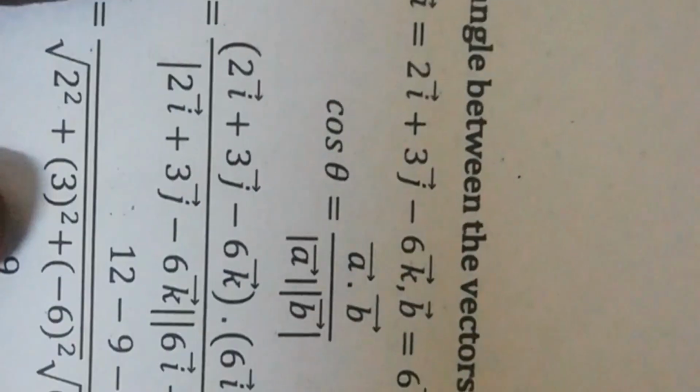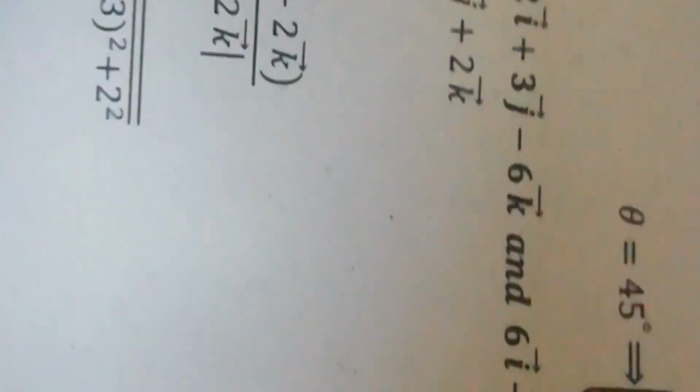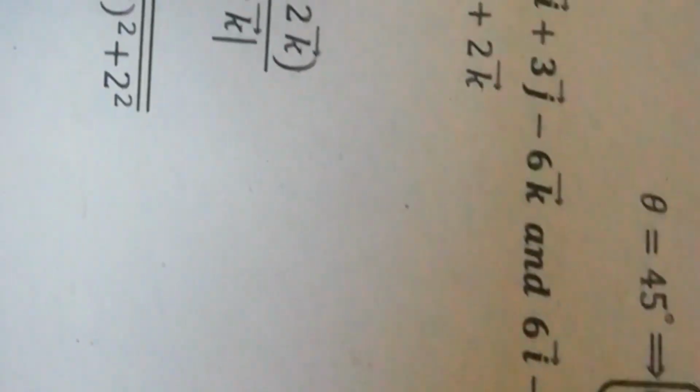Okay. Similarly, the second problem: find the angle between the given two vectors. In the previous problems they gave A dot B and the moduli, but here only two vectors are given. We can take one vector as A and another as B. What is the formula? Cos theta is equal to A vector dot B vector divided by modulus of A vector, modulus of B vector. So substitute the values.